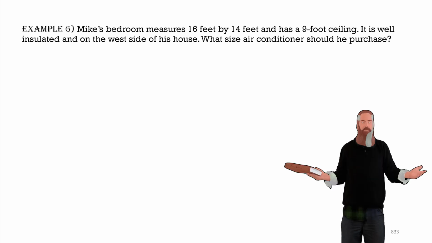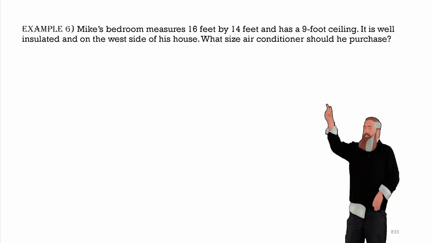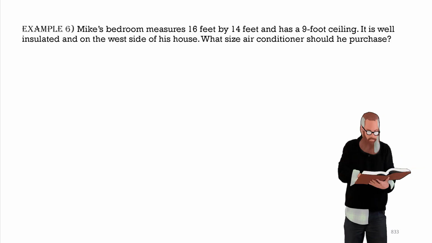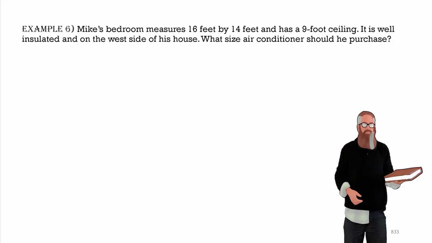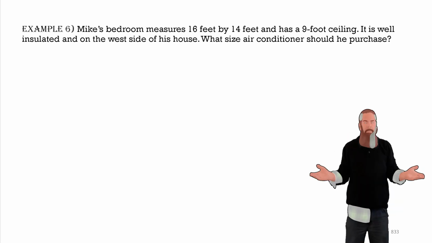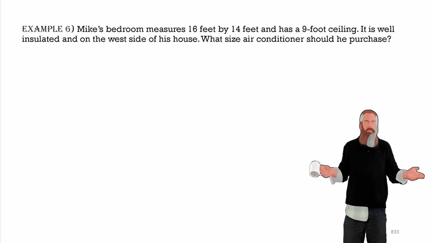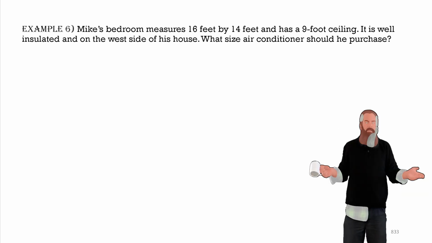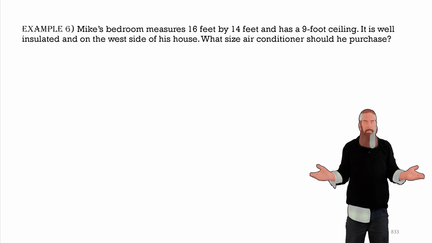Mike's bedroom measures 16 by 14 and has a 9-foot ceiling. It is well insulated on the west side of the house. What size air conditioner should he purchase? Air conditioners are sold according to their BTU, British Thermal Unit, rating. An air conditioner must have the appropriate BTU rating to cool and dehumidify a room of a certain size. If the rating is too low, the room may not cool sufficiently. If the rating is too high, it may shut off before removing the humidity.